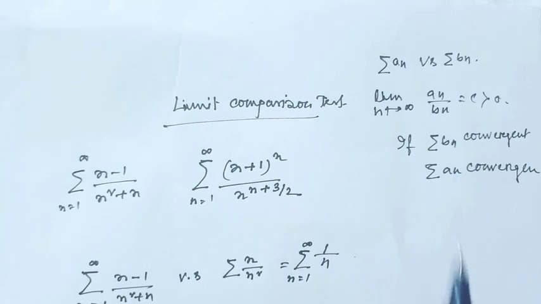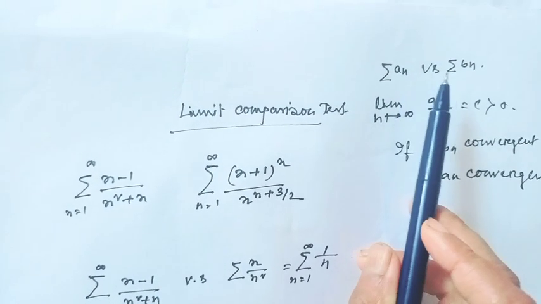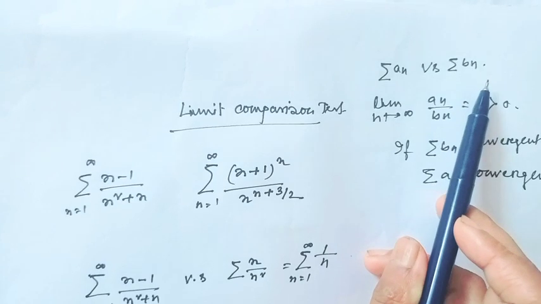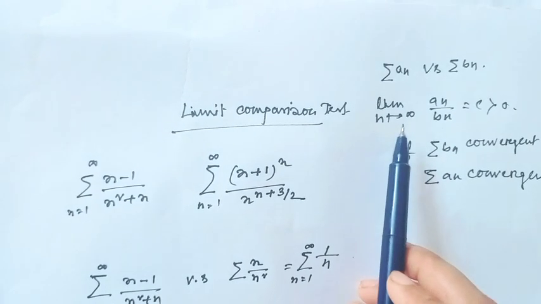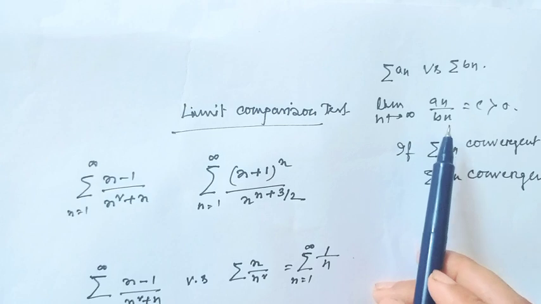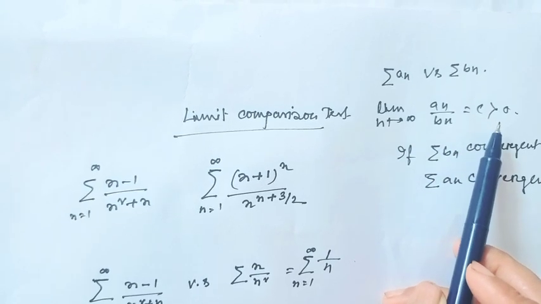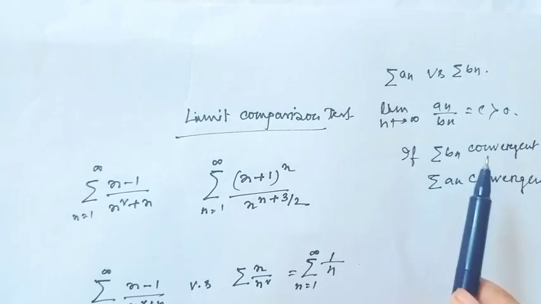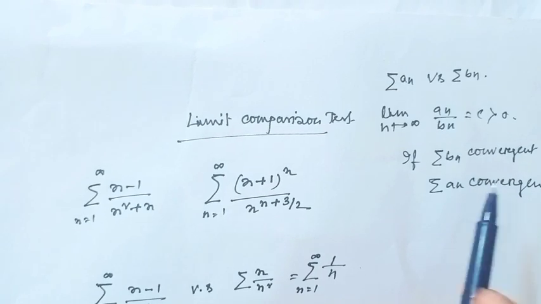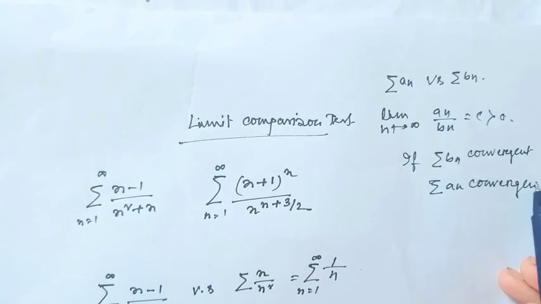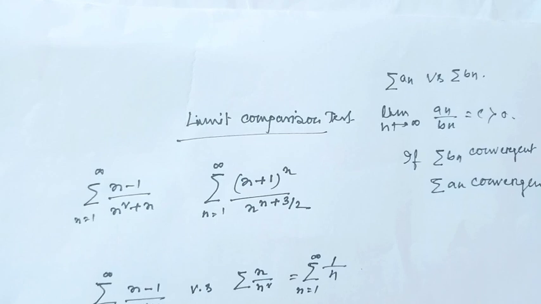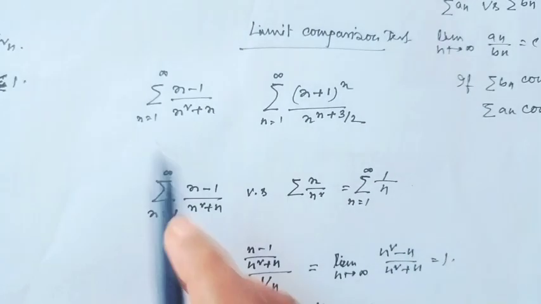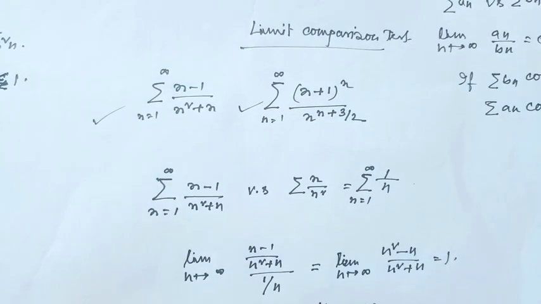The limit comparison test: take the series an compared with the series bn, and if the limit as n goes to infinity of an over bn equals c, which is greater than 0, and if the series bn is convergent, then that always implies the series an is convergent. Okay. Now let's look at the given series.